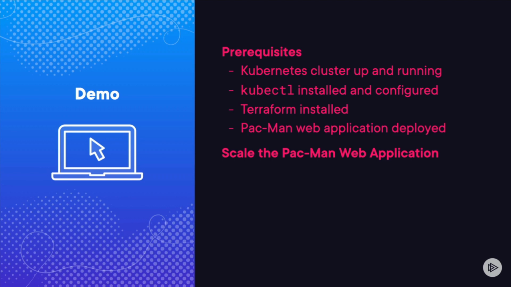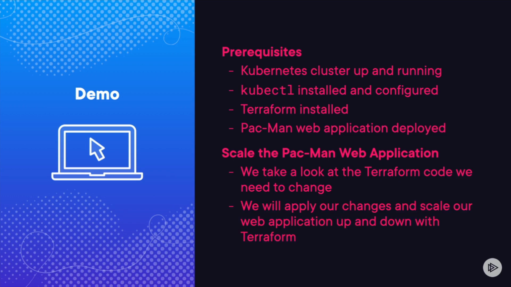Now in this demo, we're going to scale the Pac-Man web application. First, we're going to take a look at the Terraform code we need to change to scale it up and down. And then we will apply our changes and scale our web application up, and then make changes to our code again, and then apply them to scale it back down. So let's go ahead and hop over to VS Code, and we'll go ahead and jump into this demo.